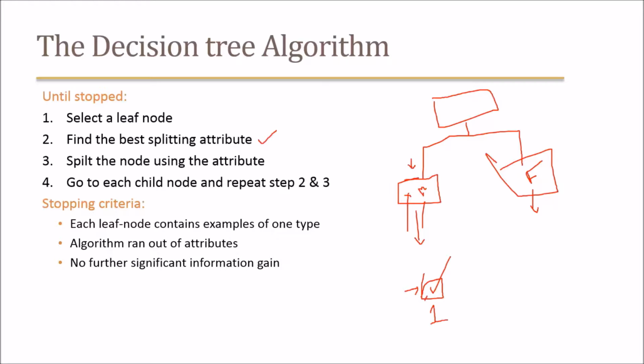Another is when our algorithm runs out of attributes. So say there are only two attributes. Gender is the first one, age is the second one. That's it, we are done. We don't have any other attributes, or maybe 3 attributes. After that there are no other attributes. That's where we can stop. Or when there is no further significant information gain.